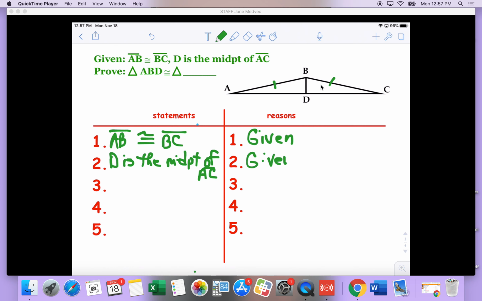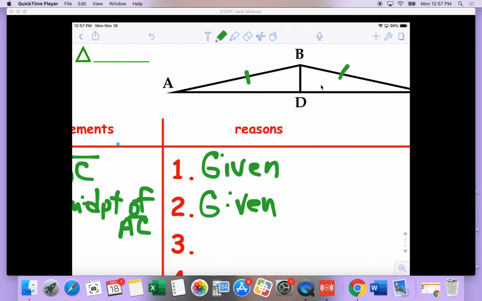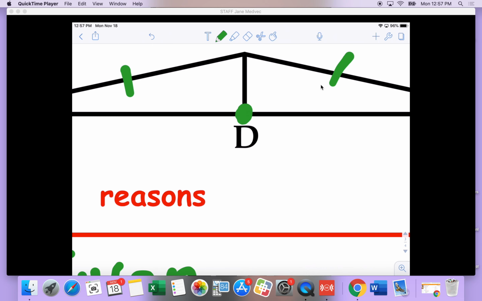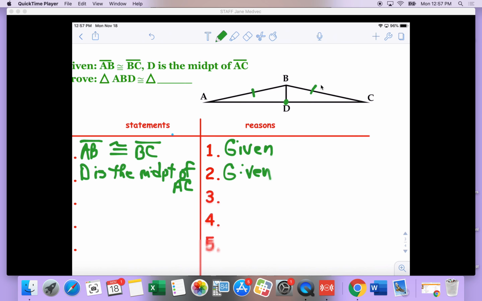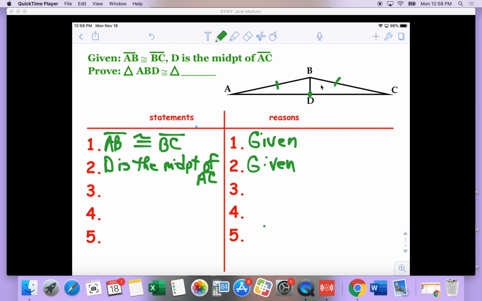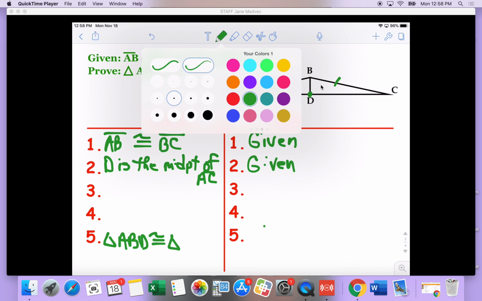Now, how I mark that up, because it's really hard to show midpoint, I will take the picture and put a big dot there, which tells me that's the midpoint. It's up to you. You don't have to, but it is something that I used in the past and felt it was helpful. Okay, then at the bottom, I'm going to put triangle ABD is congruent to triangle, and now I need to fill in that information.